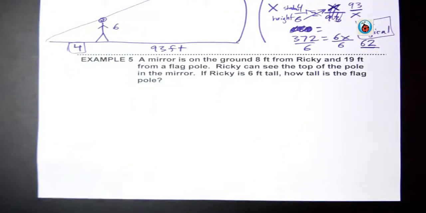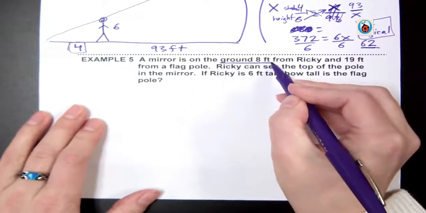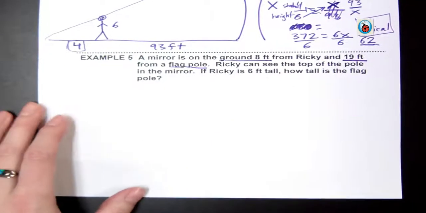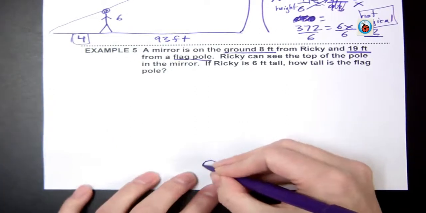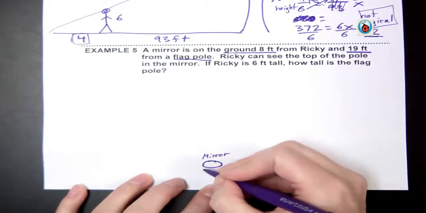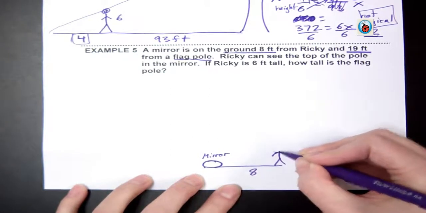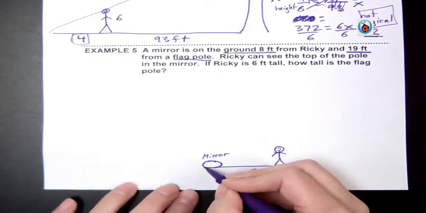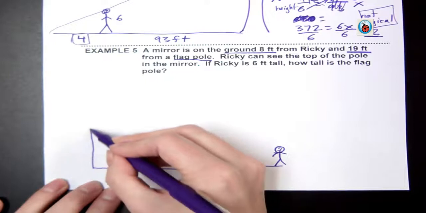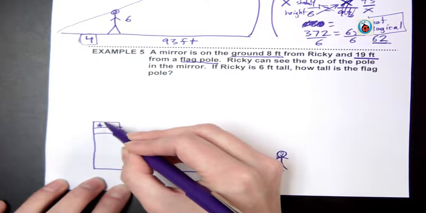Alright, and our last one. This one says we have a mirror on the ground 8 feet from Ricky and 19 feet from a flagpole. And so what we have to recognize doing this is the mirror is on the ground here. And we have Ricky 8 feet to one side. There's Ricky, always happy because it's math time. And then 19 feet this direction we have a flagpole with an approximation of the Texas flag on it.